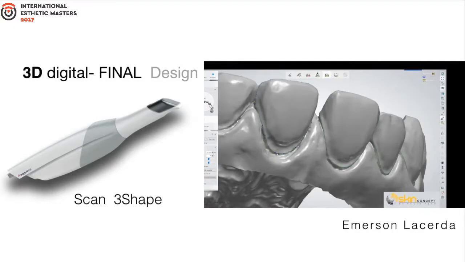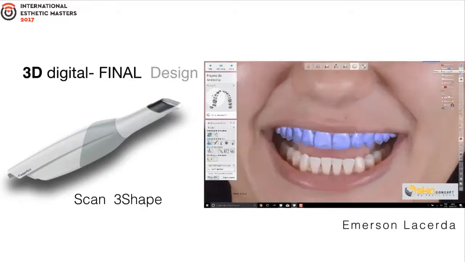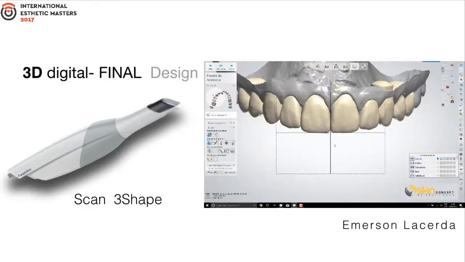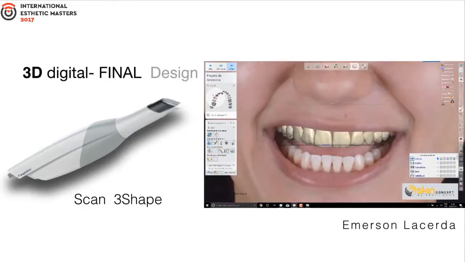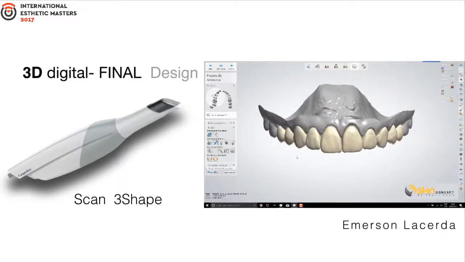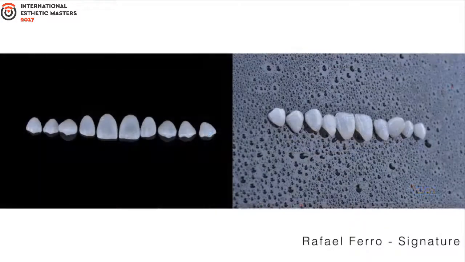As I have previously mentioned, the lab technician combined the external surface of the veneer with the internal surface of the preparation, and now he is able to finish the design and print the veneers. Here we see the final restoration. Rafael Ferro, as technician, also did the finishing process of this case.